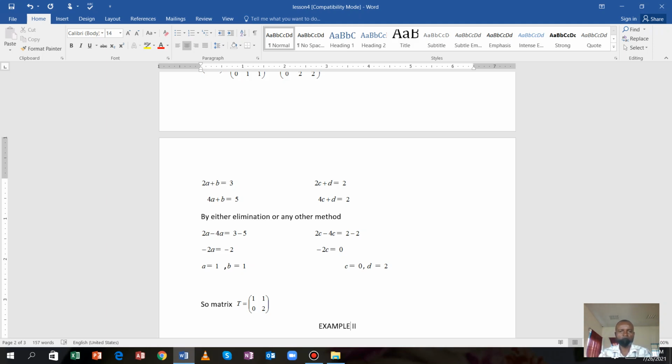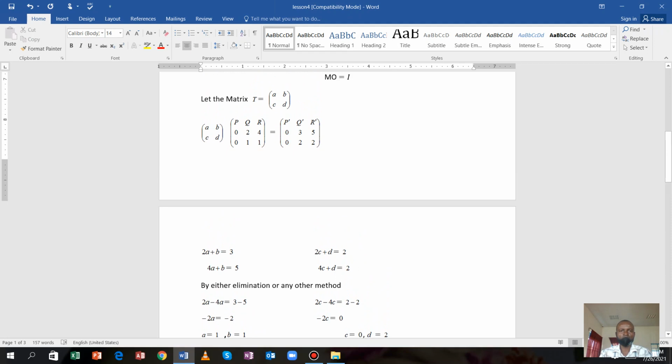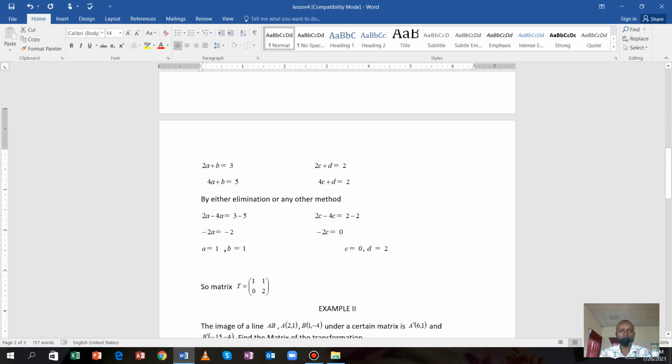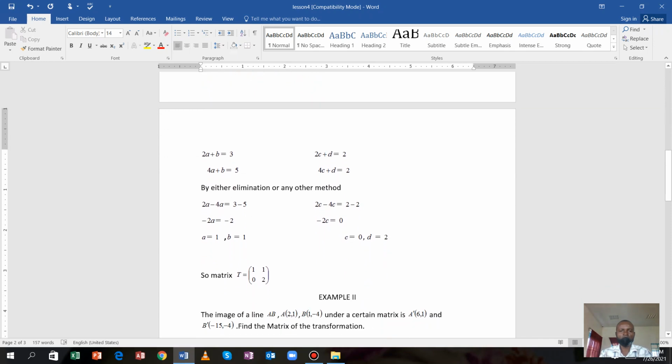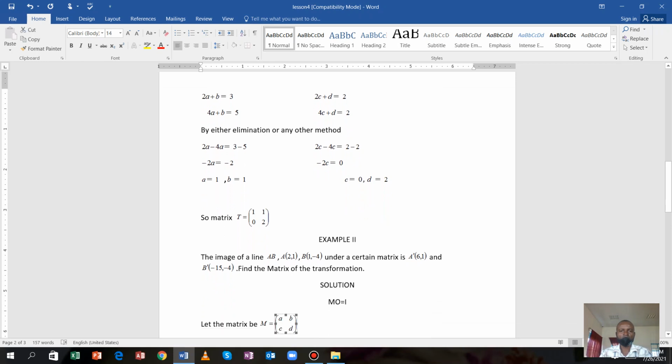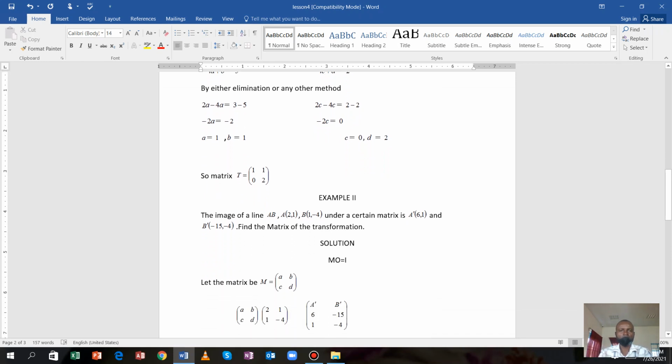Now what's the matrix? You follow the order. Remember you wrote up there that one A, B, C, D. So A you put, B you put, and write this as a matrix now. And that's why I wrote the matrix T, which is 1, 1, 0, 2, and that's it. That's the matrix. Another example is this one. Hope you know how I've done it.